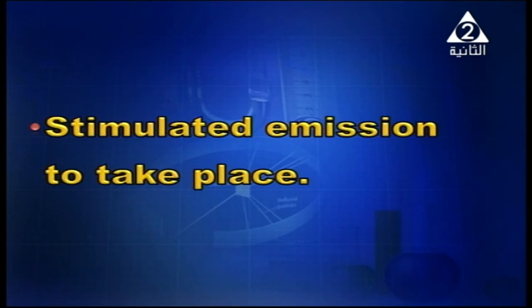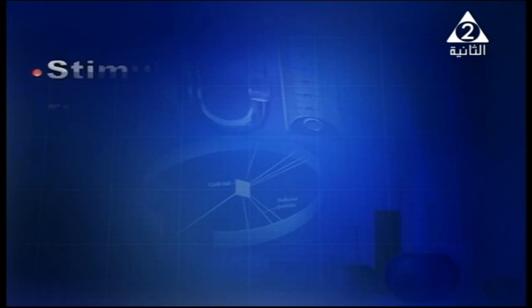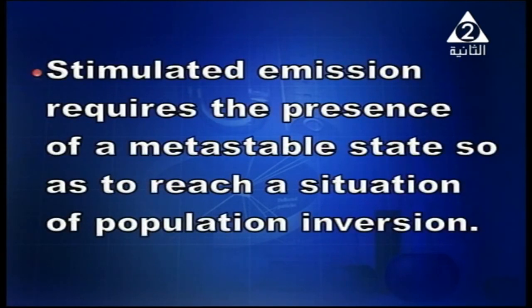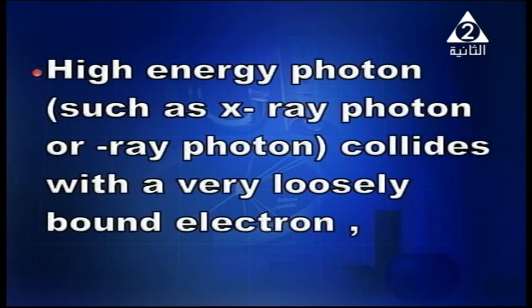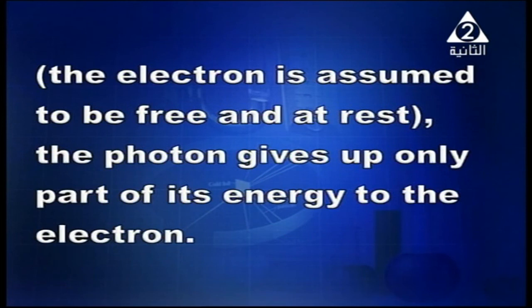Conditions for stimulated emission to take place. Stimulated emission requires the presence of a metastable state so as to reach a situation of population inversion. Conditions for Compton effect to take place. Well, Compton effect takes place when high energy photons such as an X-ray photon or gamma ray photon collide with a very loosely bound electron. The electron is assumed to be free and at rest, and the photon gives up only part of its energy to the electron.